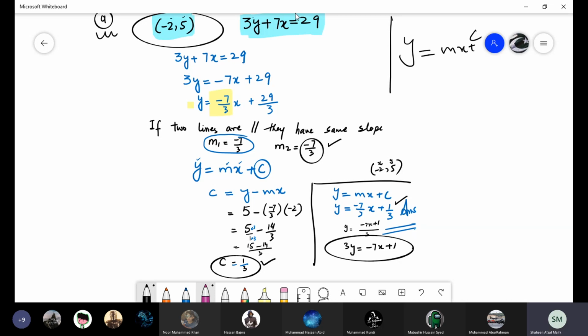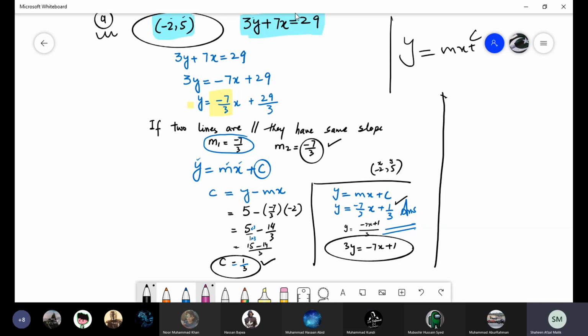Any doubt, any problem? No, ma'am, no problem. So the C part of the question is the same as this one. Can you read that question? 4, 8 and parallel to the line 3, 5, so this is 7.